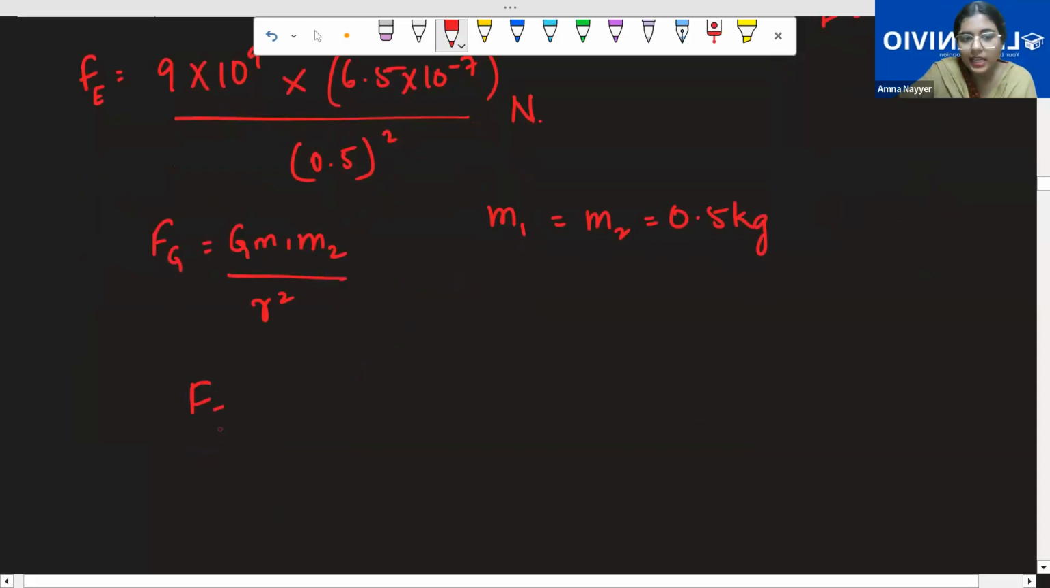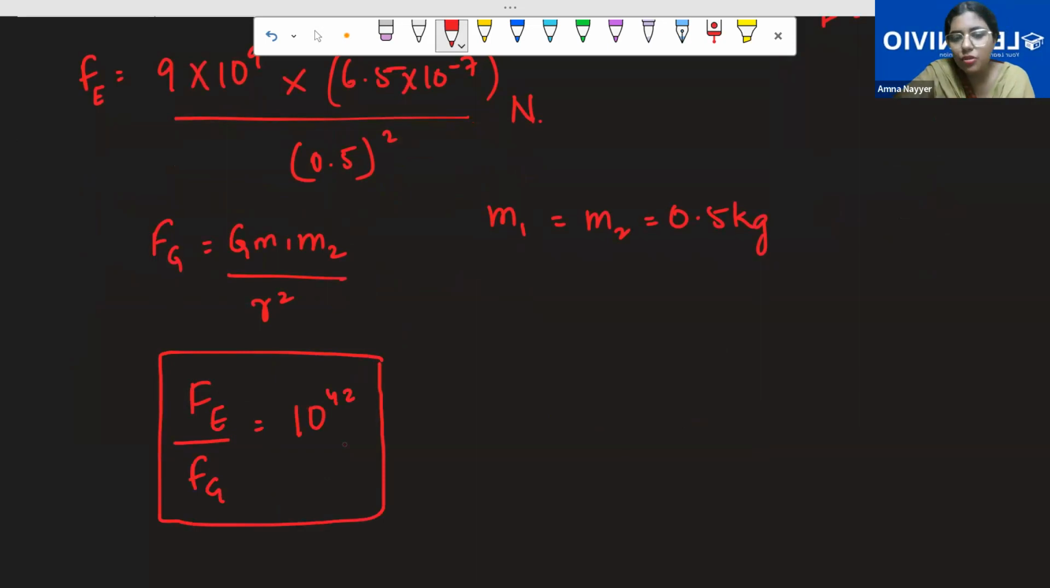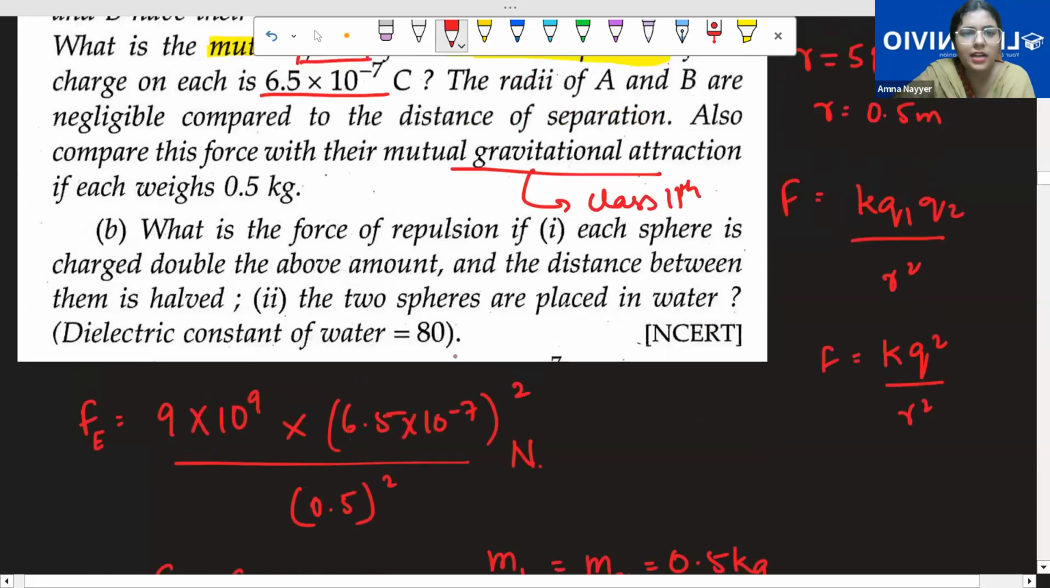So when you have the electrostatic and the gravitational ratio, it will be almost around 10 to the power 42. This is something which you should know because this is mentioned in the NCERT as well. And this is a question of NCERT only.